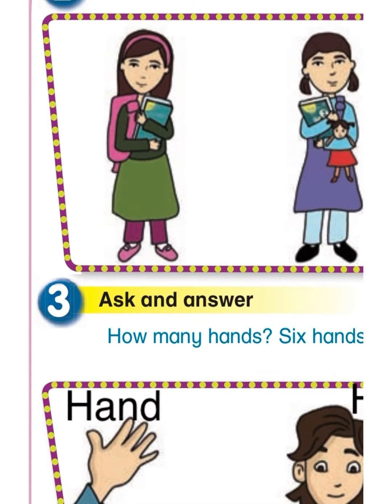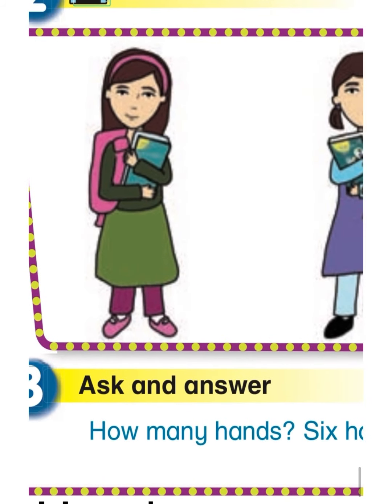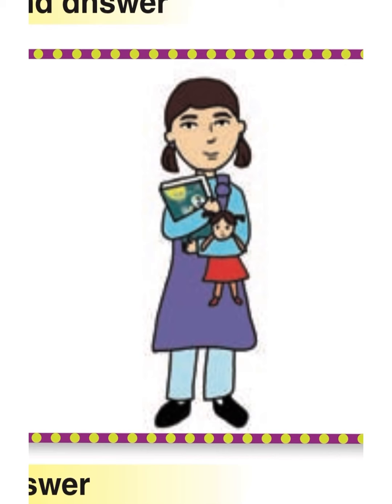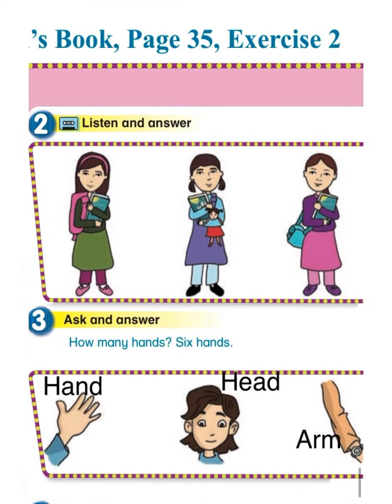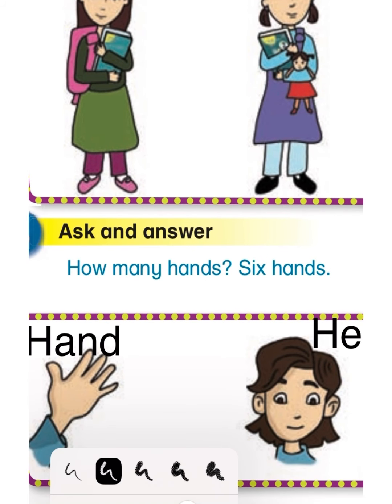Look at these three girls. We have three girls, right? The first one is holding a book, ماسك كتاب. The second one, she's holding a book and a doll, right? And the third one, she's holding only a book. Okay. Here we have a question. Let's read it together.